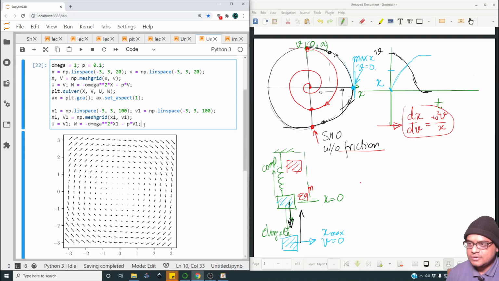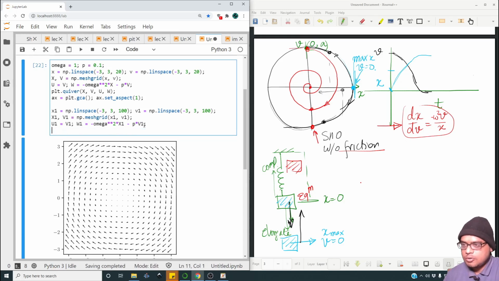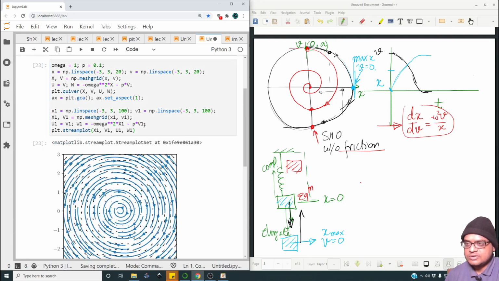It would have made things very nasty. Nothing else. Okay, so when I define u1 as v1 and w1 as this, I can now call plt.stream plot x1 v1 u1 w1. So I will pass the velocities to it. In fact, let us just run this much and see what happens.